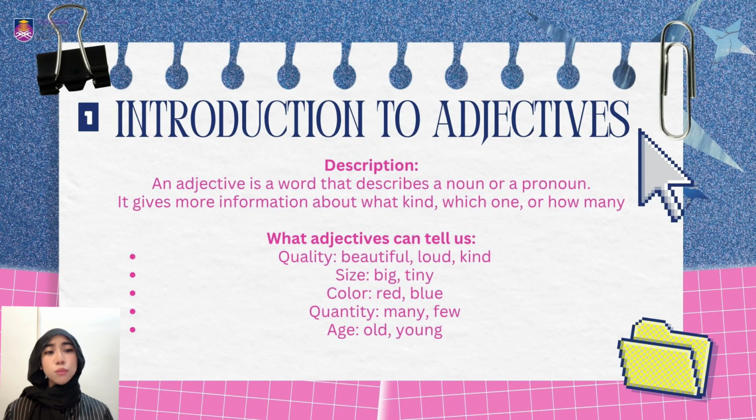An adjective is a word that describes a noun or a pronoun. It gives us more information about what kind, which one, or how many. So what can adjectives tell us? They can tell us the quality of something, like is it beautiful, loud, kind, or the size, if something is big or tiny, or the color, like red, blue, or purple, and the quantity, if there are many of it or a few of it, and lastly the age of something, if it's old, young, or new.